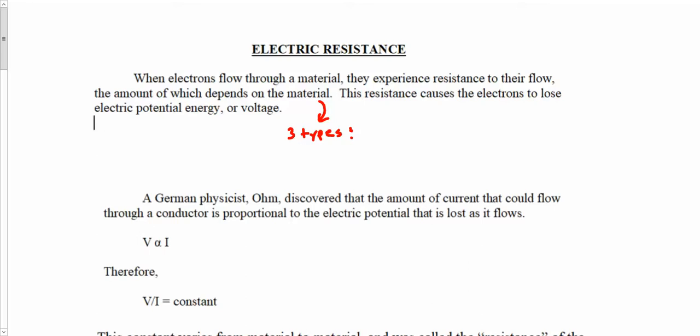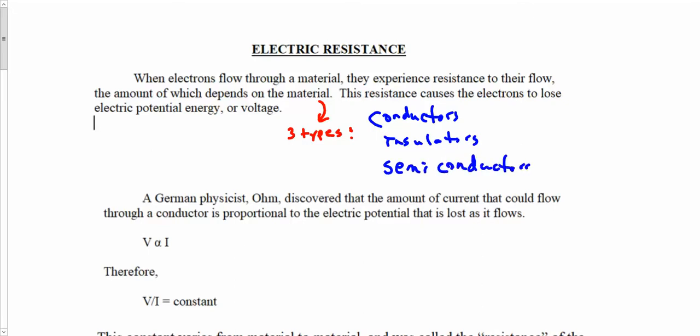Electric resistance. So when electrons flow through a material, they experience resistance to their flow, and this resistance would depend on the types of material. There would be three types, and these are terms you've probably heard before. There are conductors, insulators, and what are sometimes called semiconductors, which are often used in electronics.